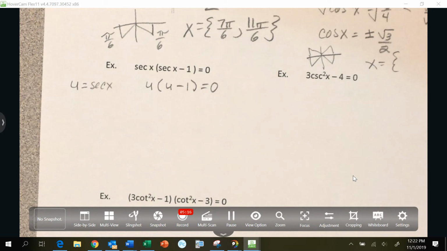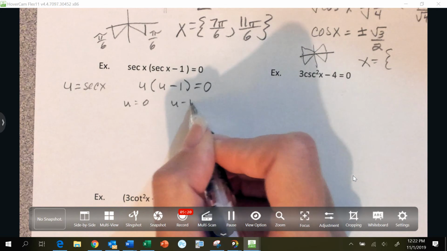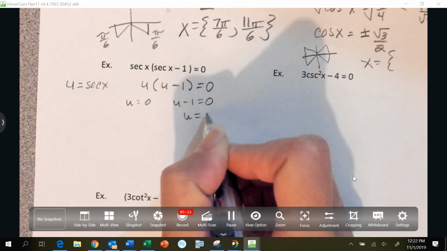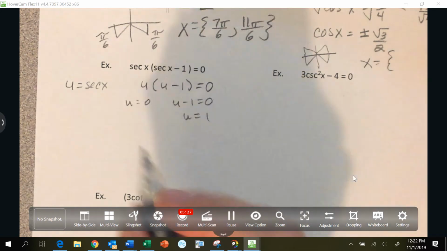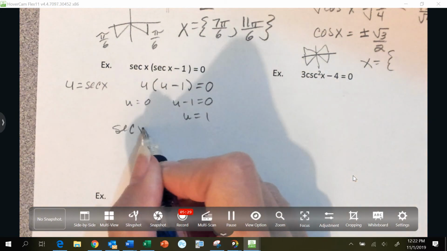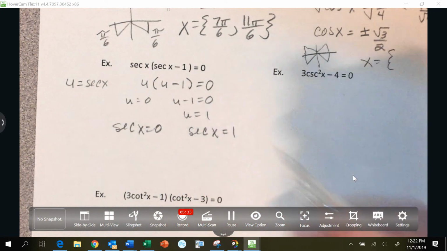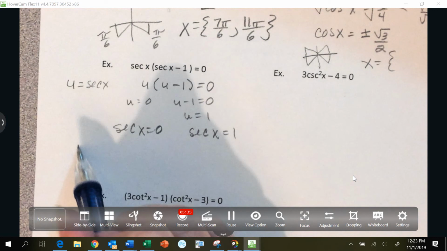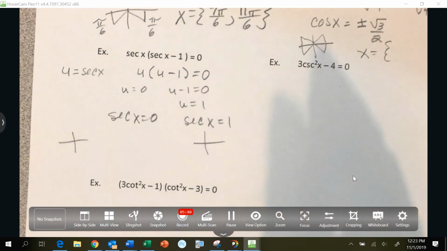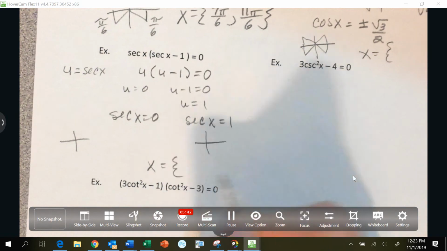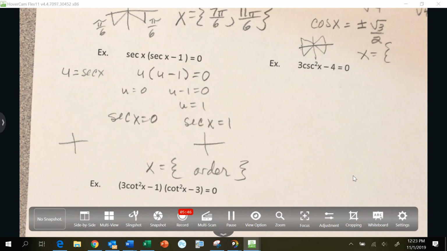So it is factored already. This is factored form. So what do we do to solve after something's factored? Set each factor equals 0. So what I would do is I would say u equals 0 and u minus 1 equals 0. And so u equals 1. But it isn't u. What is that? Secant x. So I would have secant x equals 0, and I would have secant x equals 1. So what I'm doing now is I have two different questions I'm answering. And I'll put them all in the same fancy bracket in order when I find all my answers.